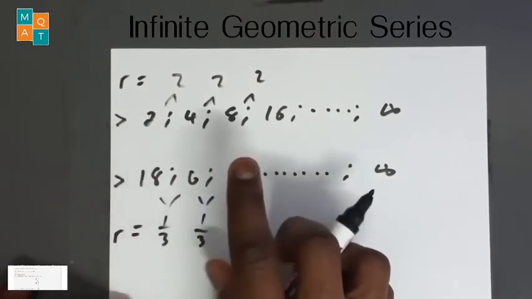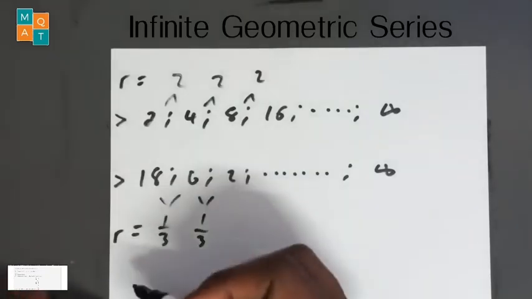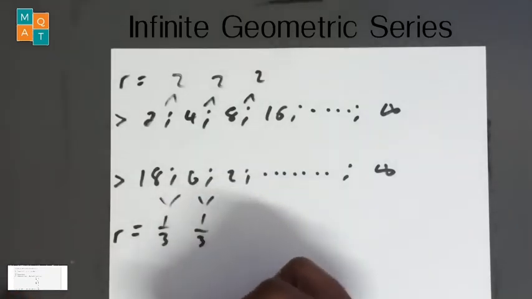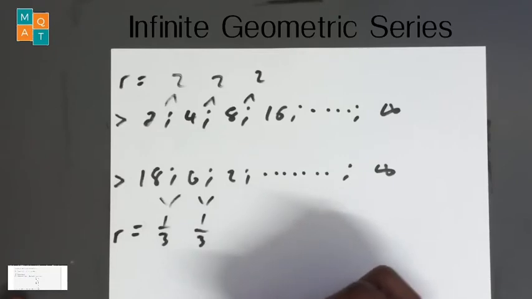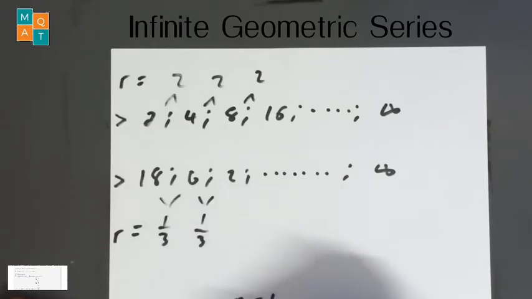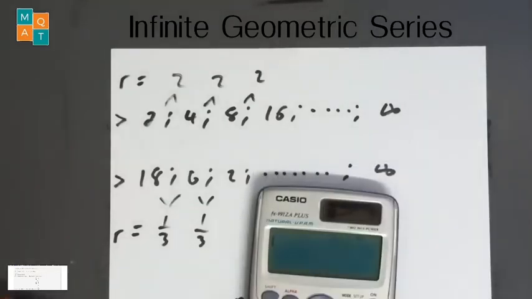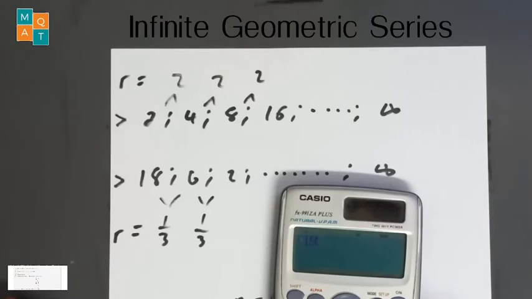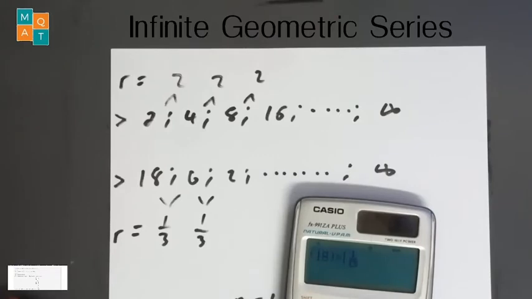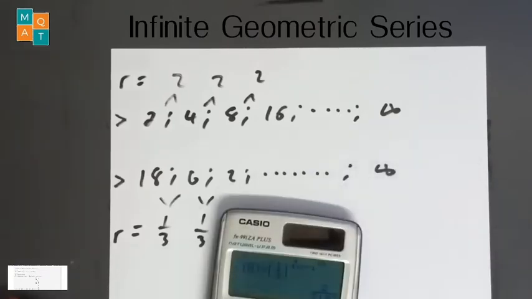Now let's find the equation of this sequence. Tn is equal to a multiplied by r to the power n minus 1, where our a is 18 and our r is 1 over 3. Let's take our calculator and find the value of the tenth term, for instance. We have 18 multiplied by 1 over 3 to the power 10 minus 1, and the value is 0.00091.